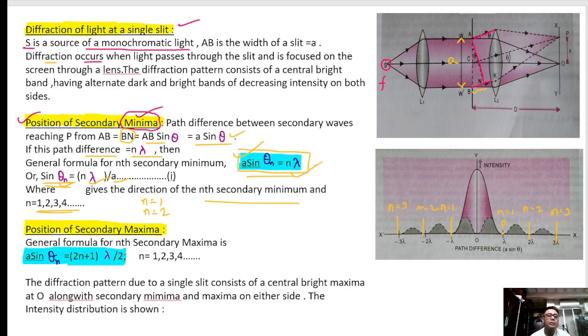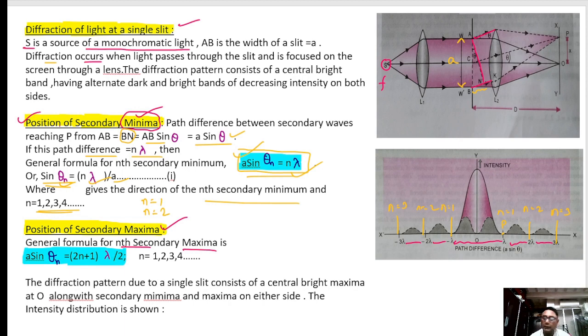Second, we want to know the position of the secondary maxima. Where is the maxima? This is the maxima. Then this is the maxima. This is the maxima on both sides. So I want to know at what positions we will get the maxima. So the formula for the nth secondary maxima is this.